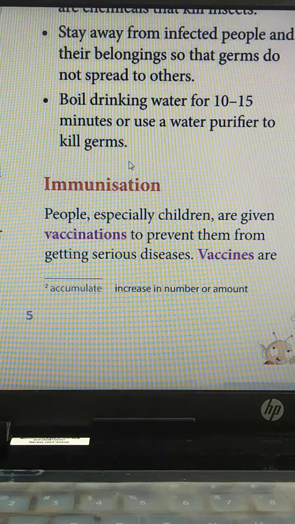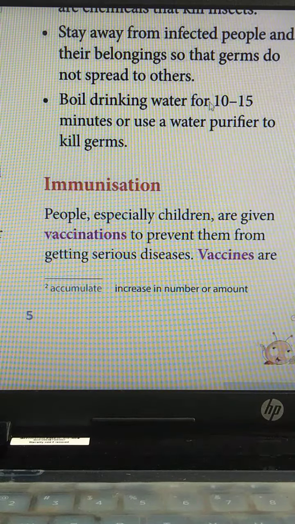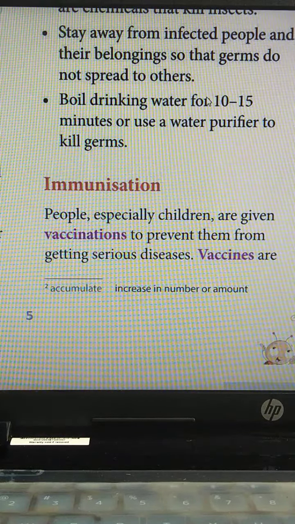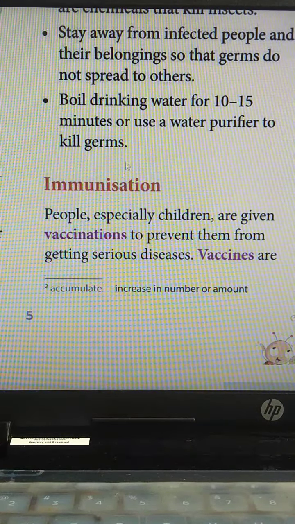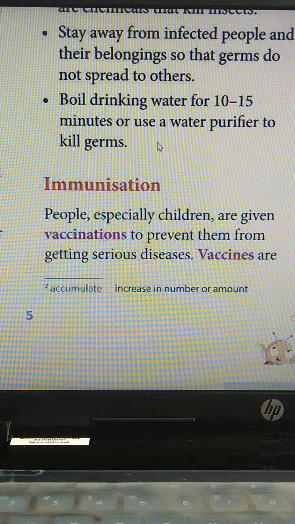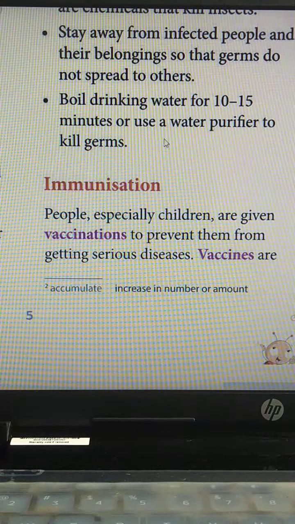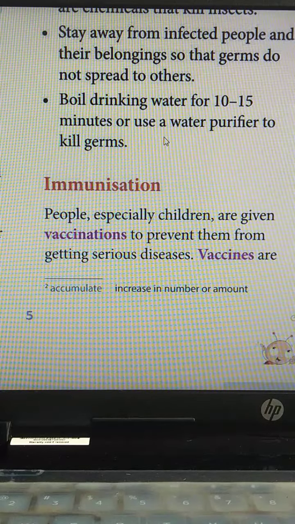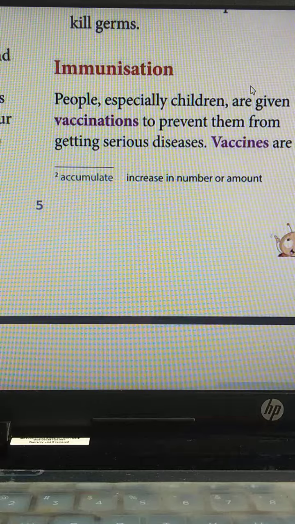So these are very, very important things. We don't like to drink boiled water, but we must take boiled water. You must boil it for 10-15 minutes. Then you must keep this water until it is cold or at normal temperature, then we can drink. And it's possible we can use a water purifier also, right?